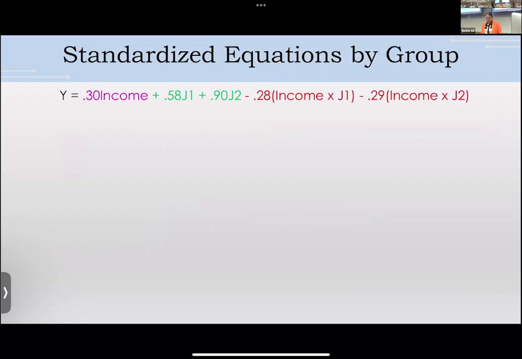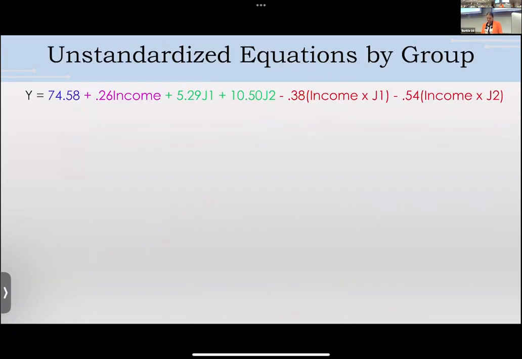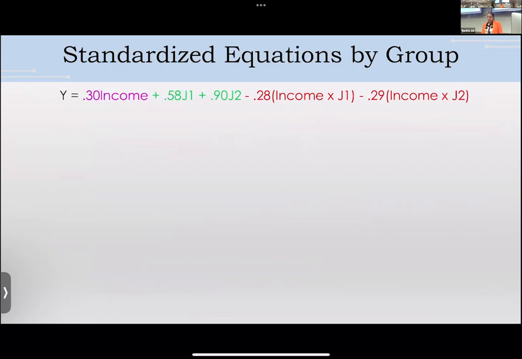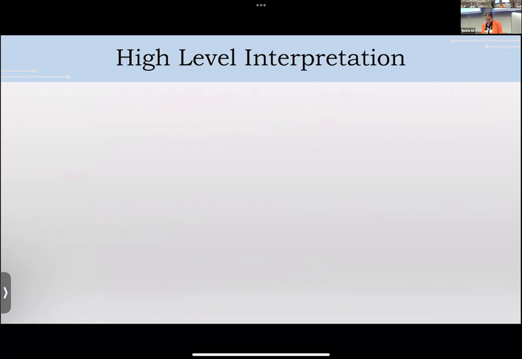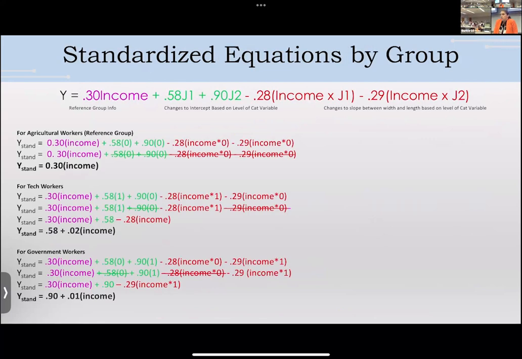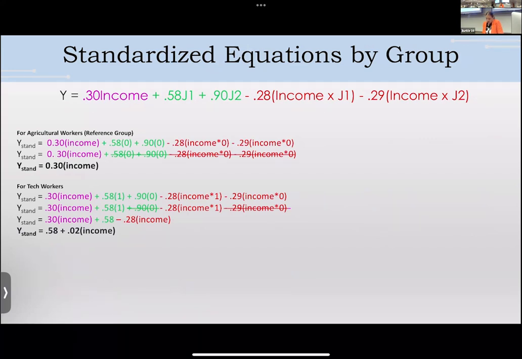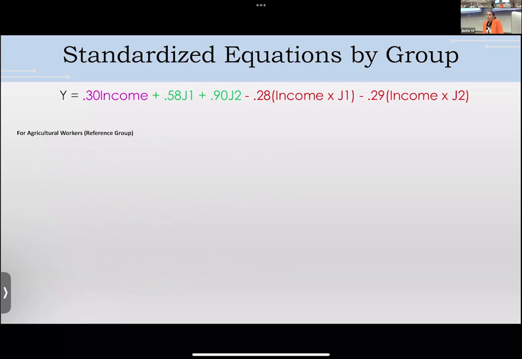Go back a couple slides to when you were doing all the reasons why. Standardized, the tech workers and the government workers have a negative slope compared to the standardized, they're really close to flat. Why negative? So it doesn't go from negative to positive. Remember that it's in unstandardized versus standardized units, and it also doesn't account for the amount of error in standardized or unstandardized units.